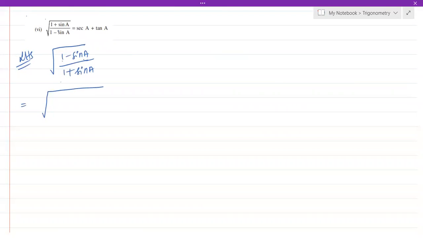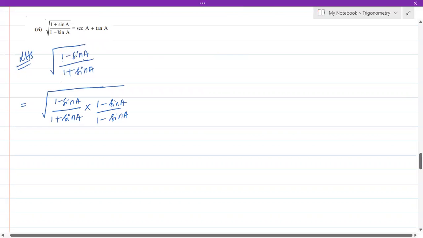So how do we rationalize? Keep the root as it is, 1 minus sine A by 1 plus sine A. I hope you remember the procedure for rationalization. We're going to rationalize the denominator. Whatever you have in the denominator, the same thing with the symbol changed. Here it is 1 plus sine A, so you change the sign, plus as minus. So you multiply and divide by 1 minus sine A by 1 minus sine A.